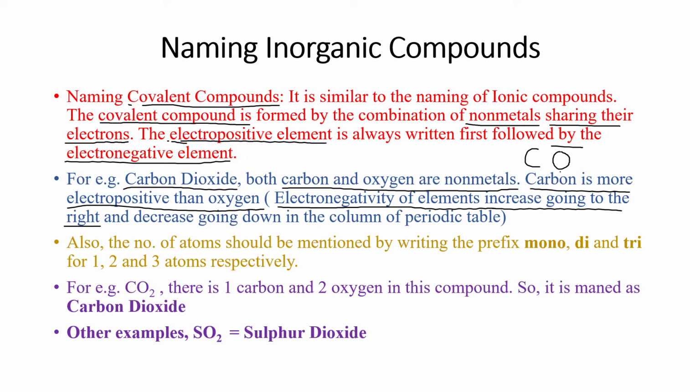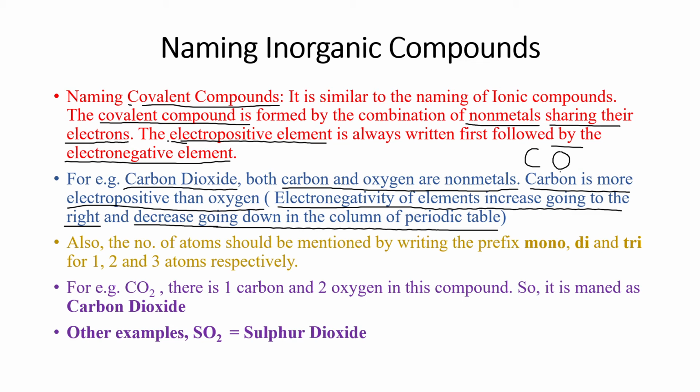So when you go across a period, the electronegativity of the element increases. And the electronegativity decreases going down a column of the periodic table. When you go down, electronegativity decreases, which means the electropositivity increases. On the basis of that, you can figure out which element will be more electropositive than the other one.